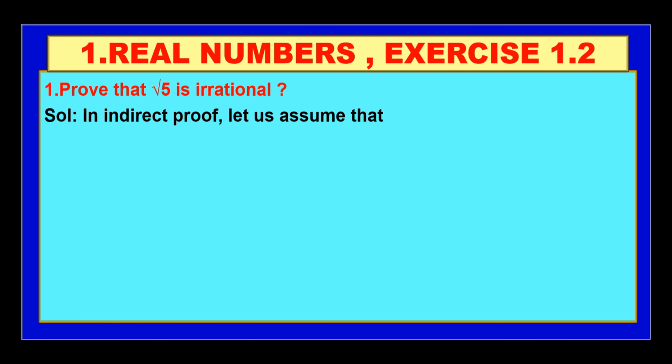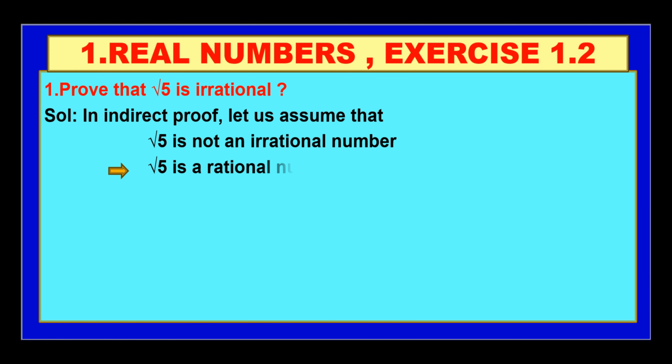That is the direct method. Now in the indirect method, we will assume that the given statement is wrong. Here what is the question? We have to show that root 5 is irrational. We will assume that this is wrong. In indirect proof, let us assume that root 5 is not an irrational number. If root 5 is not an irrational number, then it should be a rational number. Then root 5 is a rational number.